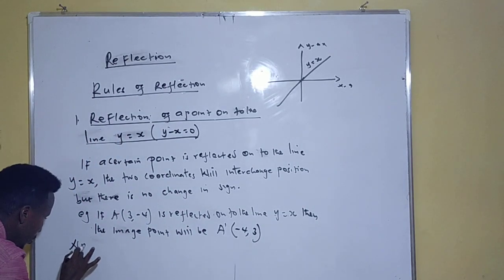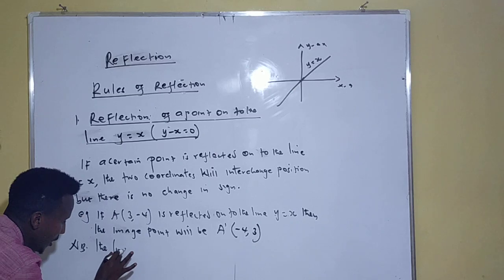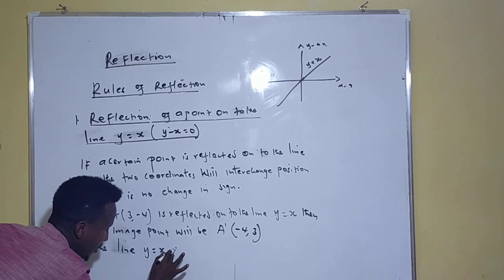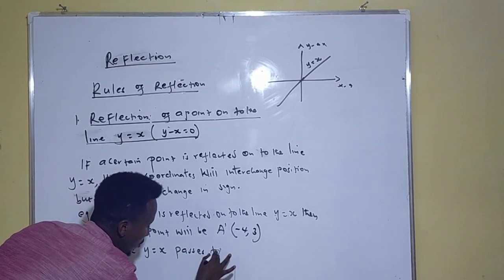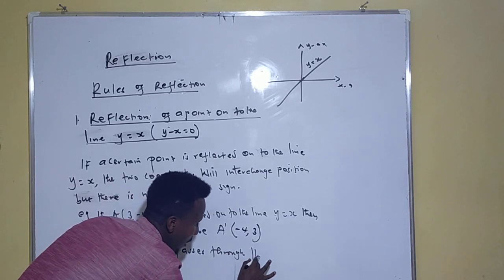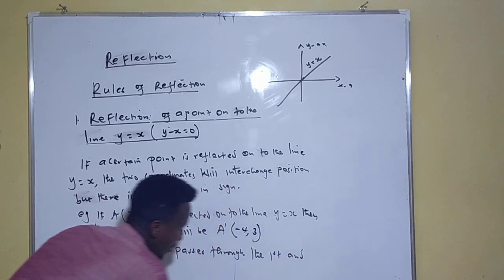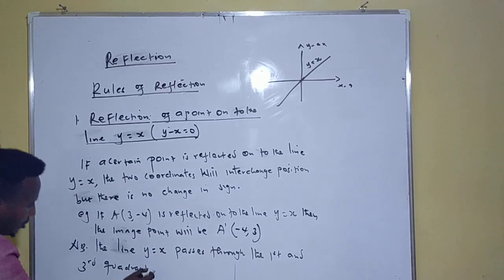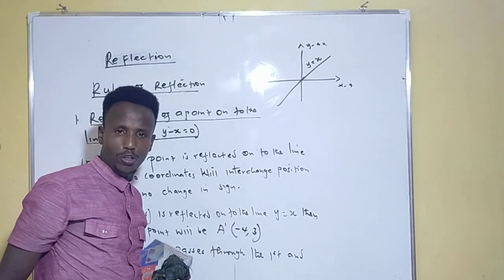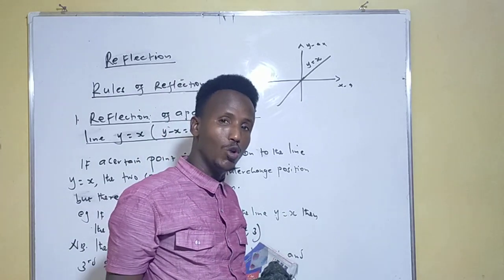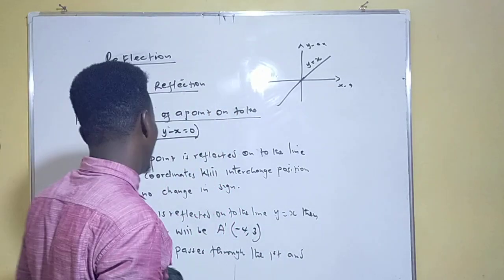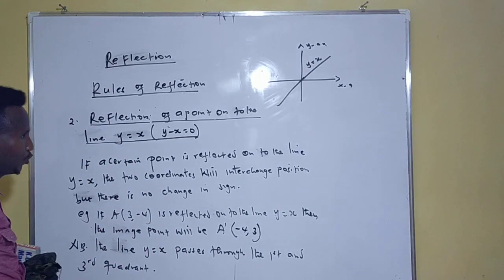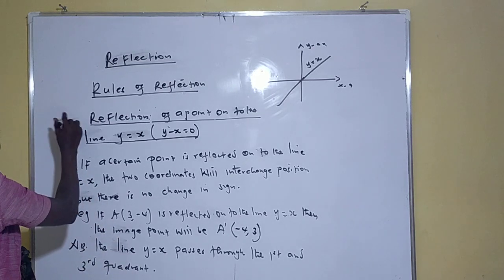And B, write this one also. And B, the line y is equal to x passes through the first and third quadrant, and must be drawn. You must draw it. So that is rule number 3. Don't forget. This is rule number 3.